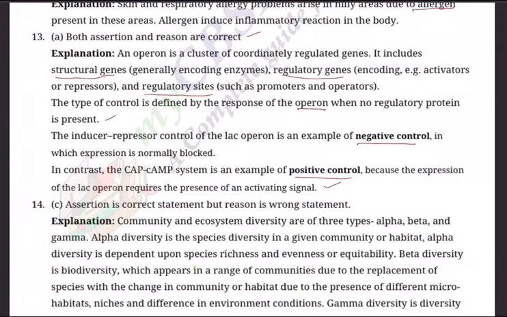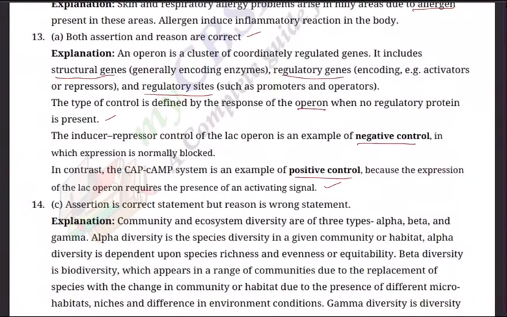of an activating signal. Next, question number 14. This question number 13 answer you can understand better if you keep both negative as well as positive control diagrams with you. So keep the diagram with you when you are reading this.